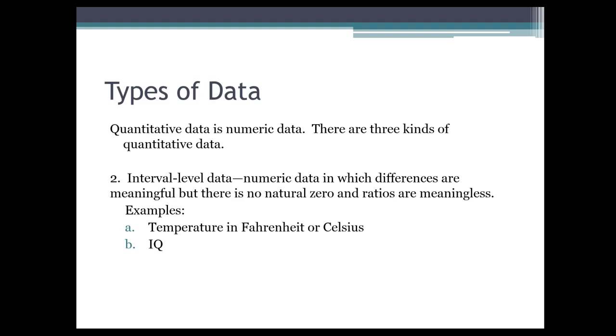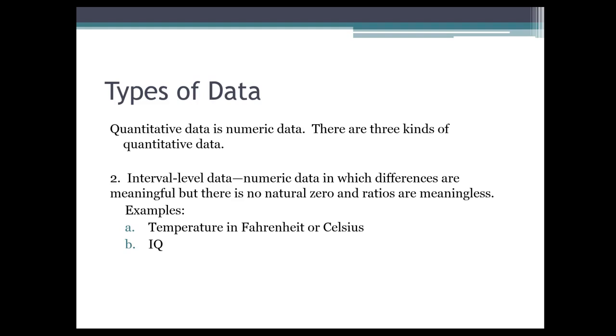The second type of data is interval level data. This is numeric data where it makes sense to talk about the differences, but it doesn't make sense to talk about the ratios. So something like IQ. A difference of 10 points in IQ, the difference between 100 and 110, is about the same as the difference between 110 and 120 in terms of your intelligence. There's about that much difference. But there's not a 0 IQ.